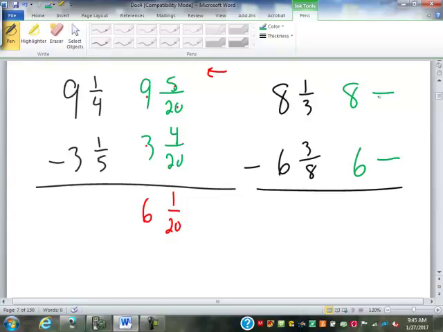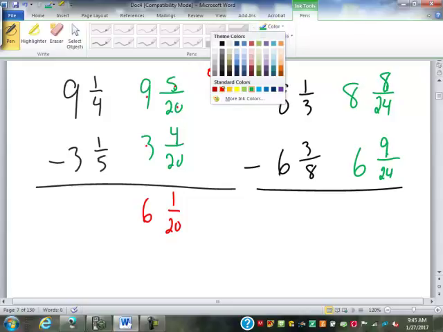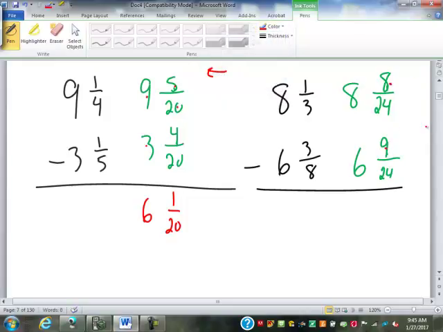What's my common denominator going to be? 24. What's this going to be? 8 and 9. So here we go to subtract. 8 minus 9 can't be done. So we're going to have to borrow from the 8 and make it a 7.